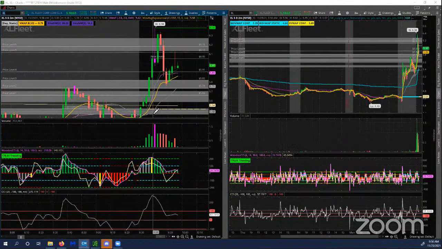It's right about 10 o'clock now. So this is about the time between now and 10:30 is the time when I start looking for those consolidation phases.